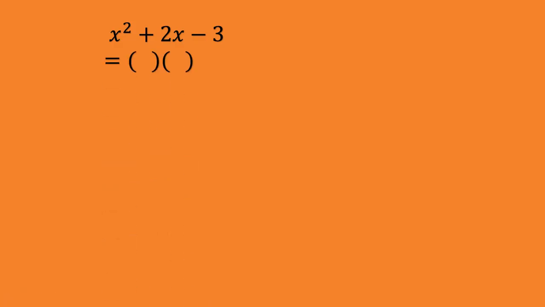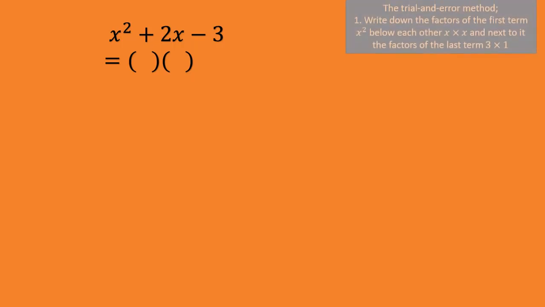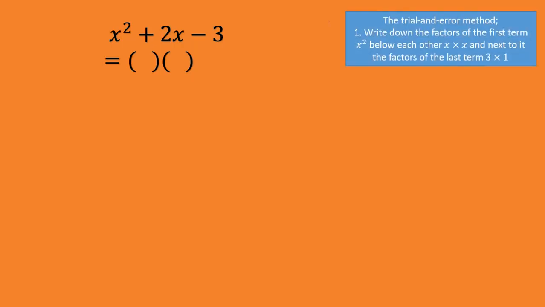Now we need to find these factors. The first step is what we call the trial and error method. We have to try and see whether certain factors work. It's going to be a process. First, write down the factors of the first term, x squared, and the last term, 3. So this is your first term and your last term, and you write down the factors of them.